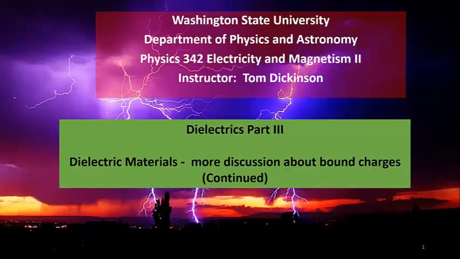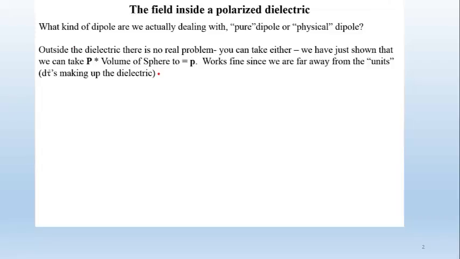Let's continue our discussion of dielectrics, and we'll talk a little bit more about bound charges. If we look at the field inside of a polarized dielectric, one might ask, what kind of dipoles are we actually talking about? You remember there are pure dipoles and there are physical dipoles, so that's Q times d. There's a physical d that's involved here. Here we've let the d go to 0 to keep the dipole moment constant.